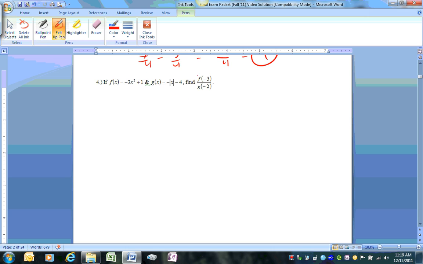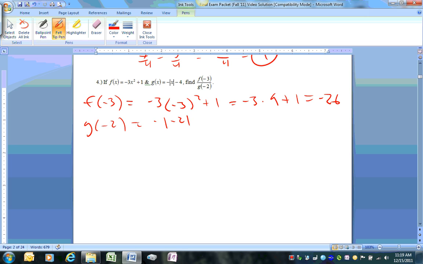f of -3 and g of -2. Let's work each of these out. When you see something inside the parentheses for function notation, you must plug it in for x. I think almost everyone's okay with this by now. At first I know it was a little tough to understand, but just plug in for x and then follow the order of operations. So I do -3 squared times -3, add 1 to get -26. Then g of -2, negative absolute value of -2, minus 4, -2 minus 4, -6, and we want to divide these two together. So we get 13/3.